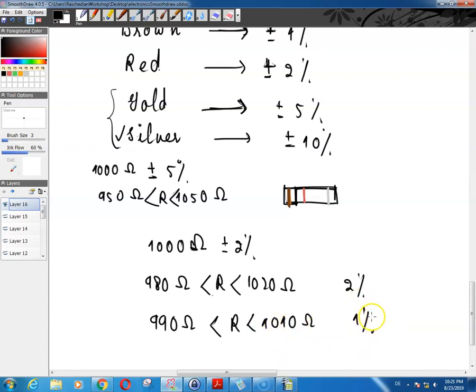So as you can see, the lower your tolerance, the closer the actual value of the resistance is going to be to the stated value of the resistance on the resistor in the form of these color codes.